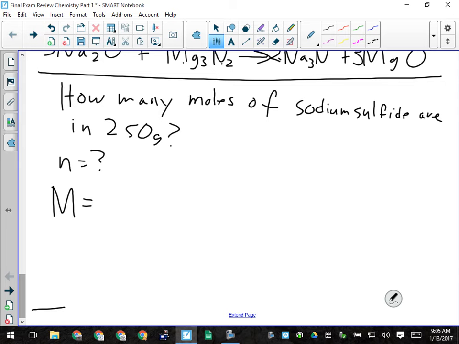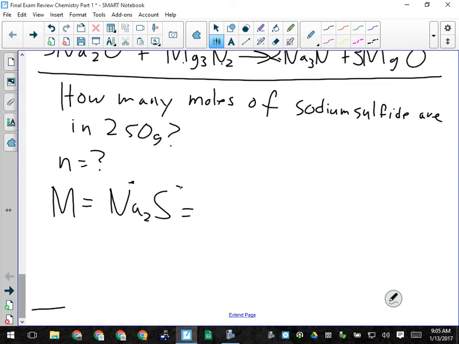Since the compound was written in word form, is it important that I know how to drop and swap? Yes, because if I don't drop and swap and write this formula correctly, I'm not going to get the right molar mass. I'm going to get the rest of the question wrong. So sodium sulfide is NaS. This is a minus 2, this is a plus 1, so it's actually Na2S.